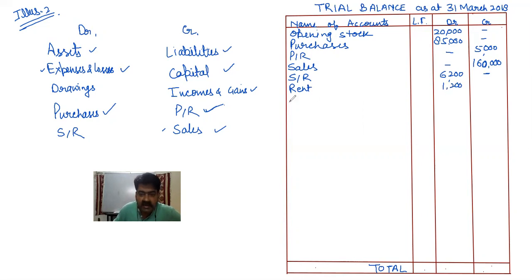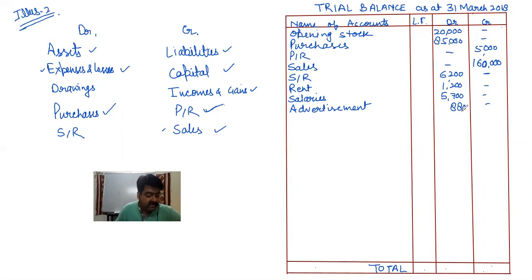Now next is salary. Salary is also one of our expenses. So the amount of salary is 5,700. That will also come in the debit side. Okay. Next is advertisement. Advertisement is also one of the expenses, and the 880 rupees amount will come in the debit side.